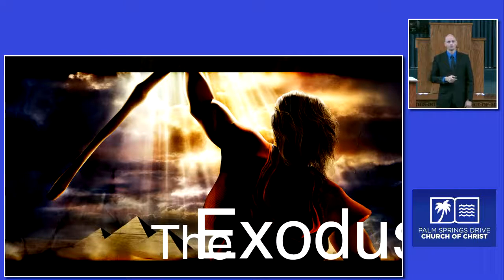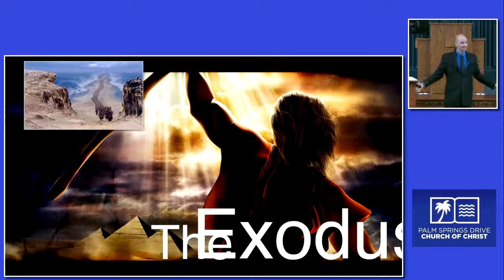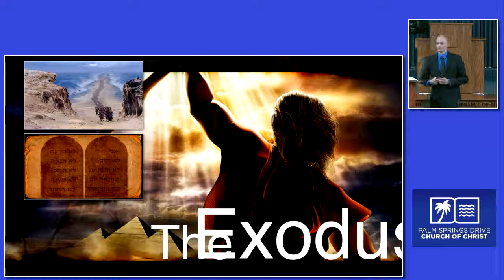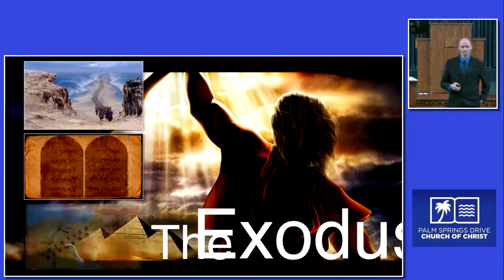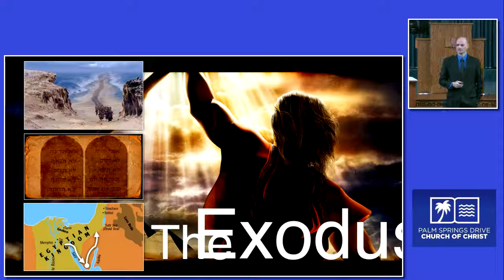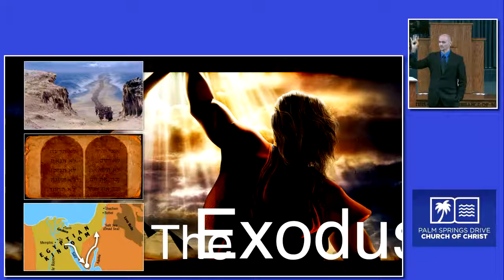But so we have the 10 plagues. We have the parting of the Red Sea. We have the giving of the law of Moses at Mount Sinai, the building of the tabernacle, the consecrating of the priests. And we have the journeying from Sinai to the edge of the promised land at Kadesh Barnea with the 12 spies and all the things that happened there.